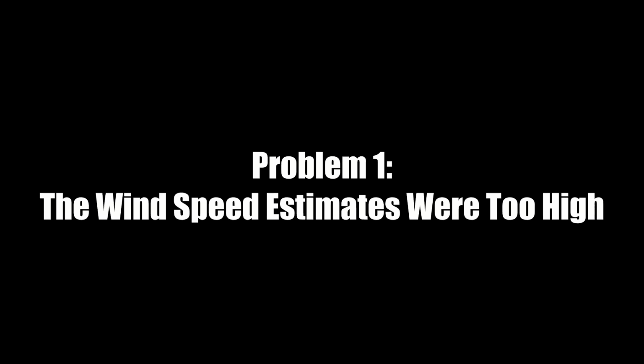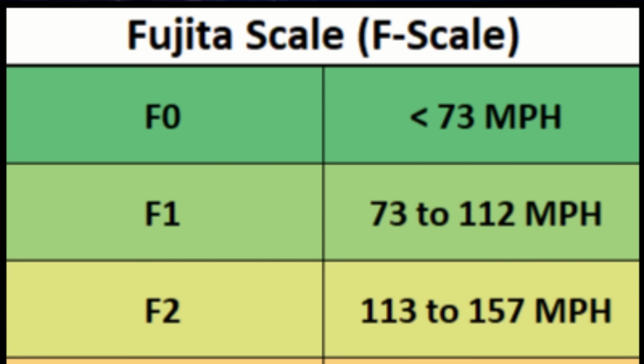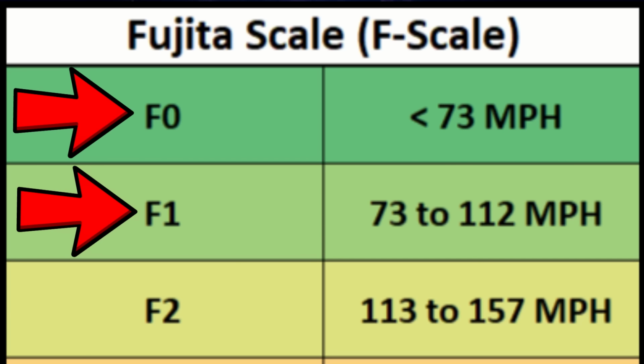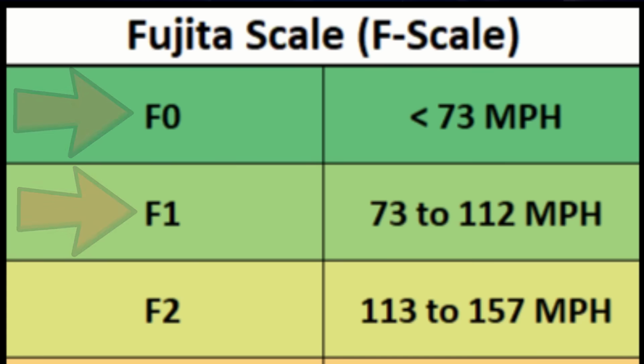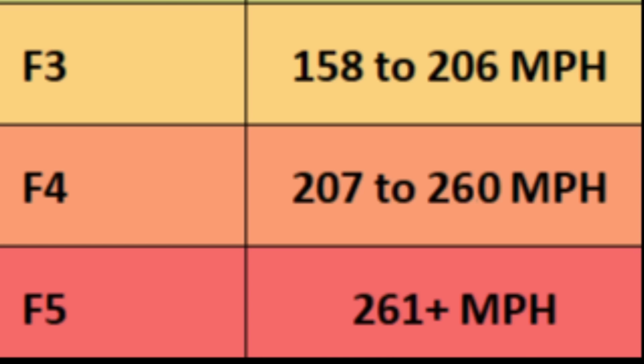Problem 1. The wind speed estimates were too high. One of the main issues that was noticed very early on was the wind speed estimates themselves. While the lower end estimates for tornado intensity, specifically the wind speeds for an F0 and F1 tornado, are relatively the same as the wind speeds for an EF0 and EF1, things got weirder from there on. What was noticed early on was that the higher the scale went, the more chaotic the wind speed estimates got. An F4 tornado started at 207 miles per hour, while an F5 tornado started at 261.